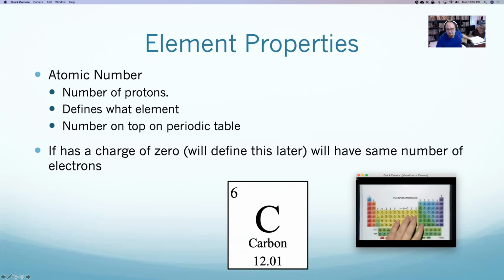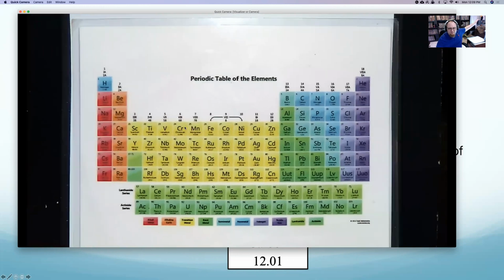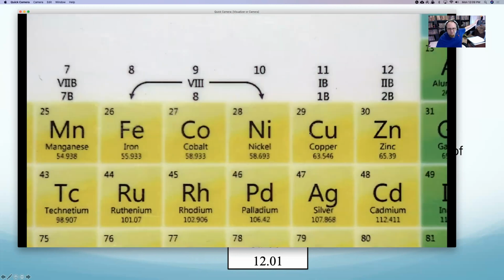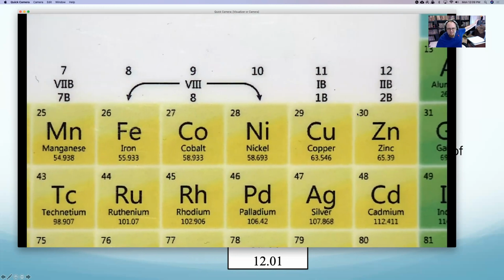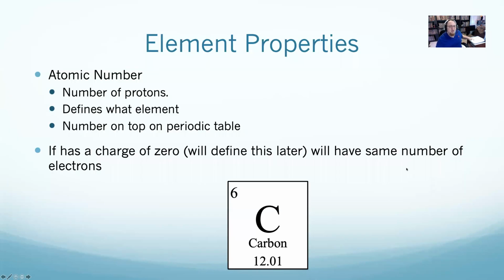If you have a periodic table, most of the time, in the upper corner, there'll be a number. Iron has a 26. Manganese has a 25. Let's zoom in even further. Copper has a 29. Zinc has a 30. Cadmium has a 48. That is its atomic number. An atomic number is just a way of saying how many protons.